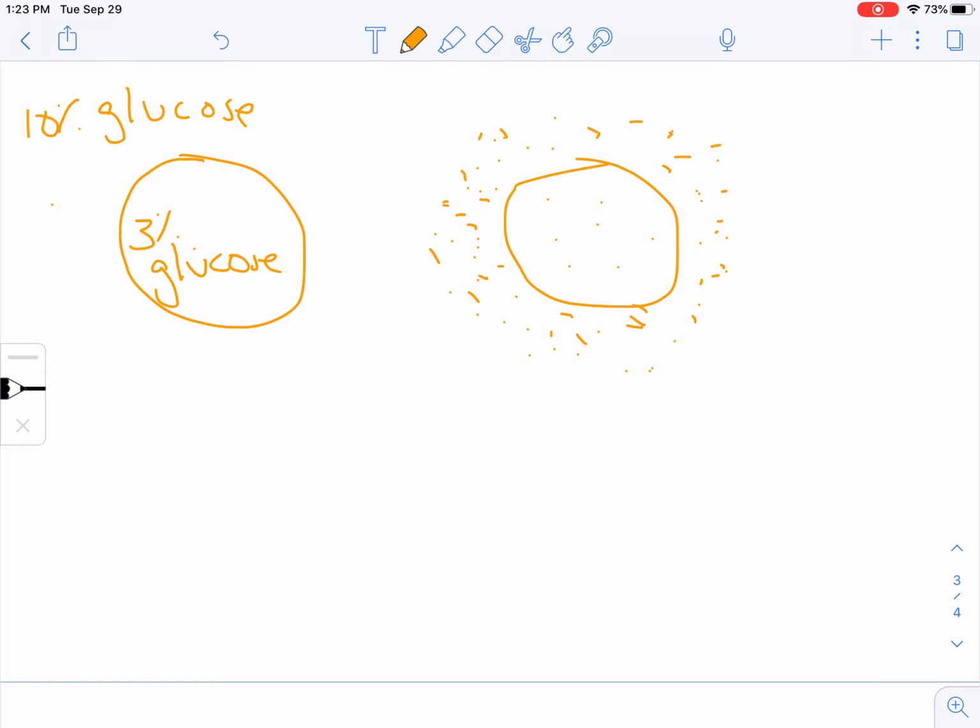Okay, and then I always tell my students, and it's just a habit that I try to get them into, label where the low concentration is with an L, and put an H on the side that's high. Then the question would be, what direction do you predict the glucose will move? Remember we said it is going to move from where it is in high concentration to where it's in low concentration. So in this case, it would move into the cell.